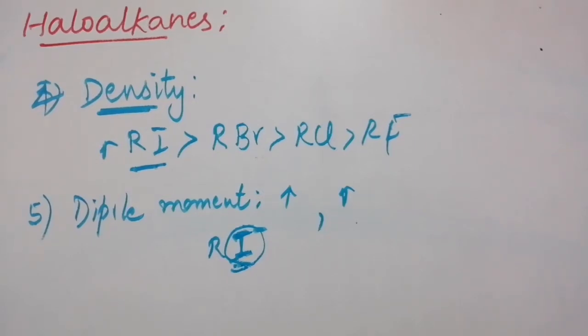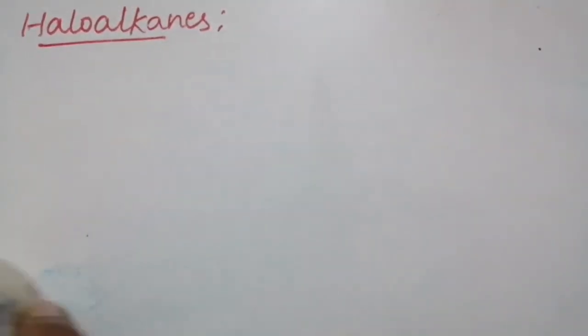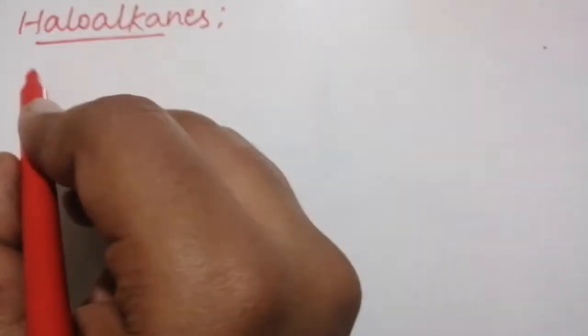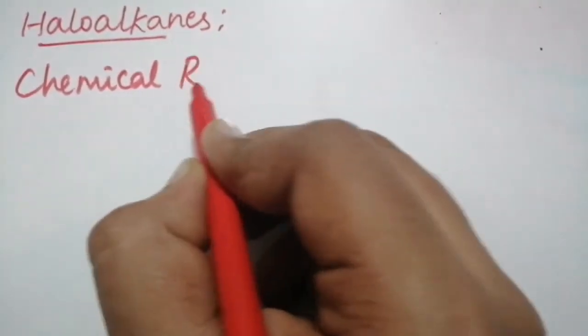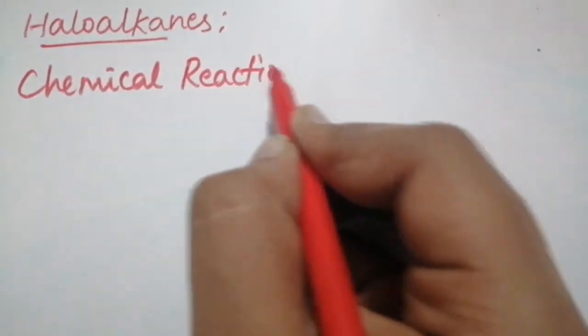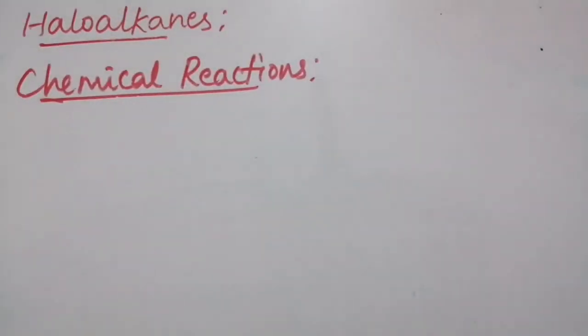Next, we will move forward with the main topic of the lesson, the chapter of every chapter, that is chemical properties or chemical reactions of haloalkanes. What are the reactions? We will see that. Chemical reactions. I will study many types of reactions under haloalkanes.